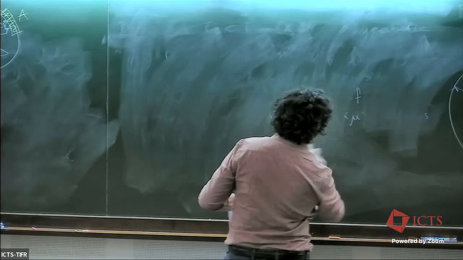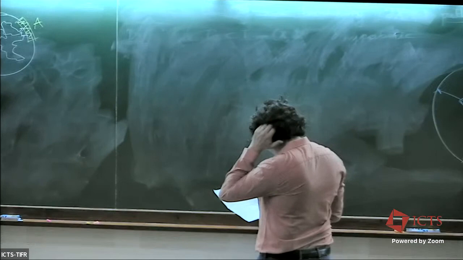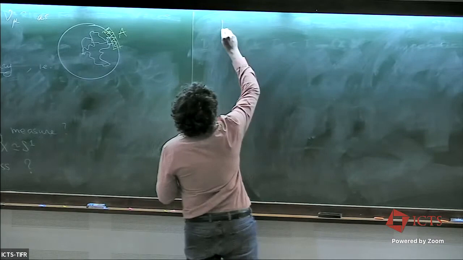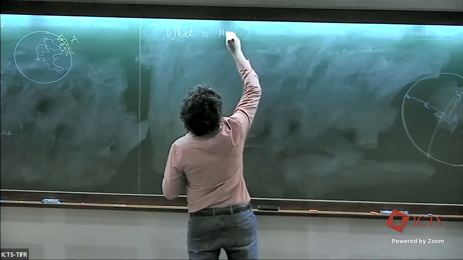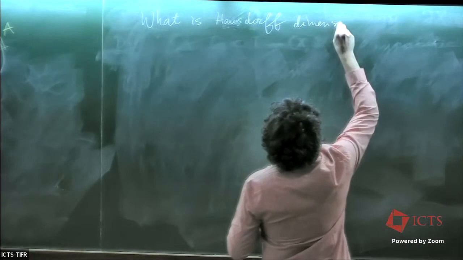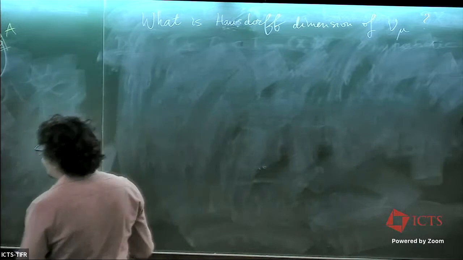Okay, and right. So for instance, can it be that, or even weaker, what is the Hausdorff dimension of nu_mu? And what is the Hausdorff dimension? Well, in this case, if you have a nice group, I'll say it in a second.